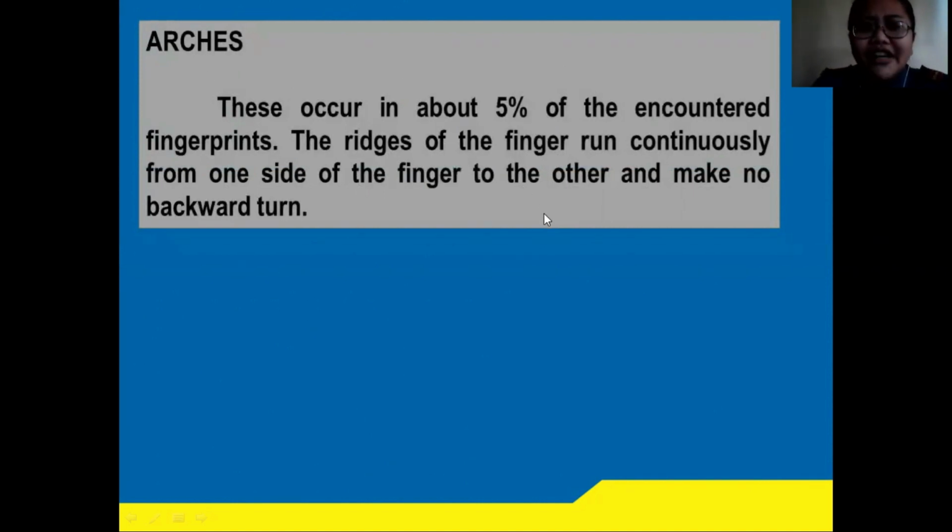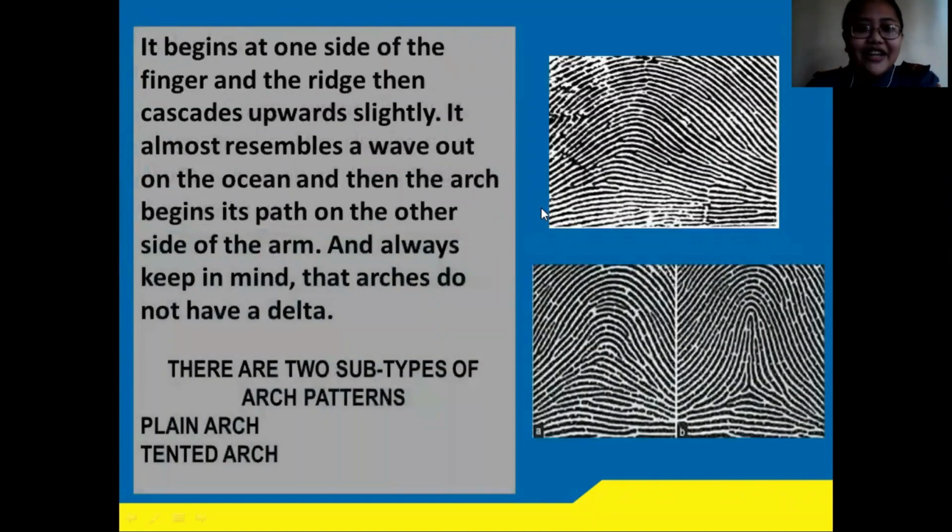So, what do arches look like? Okay, arches begin at one side of the finger. The ridge then cascades upward slightly. It almost resembles a wave out on the ocean, and then the arch begins its path on the other side of the finger. And always keep in mind that arches do not have a delta.